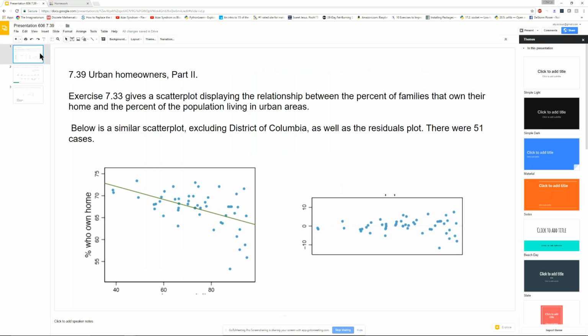7.39 urban homeowners. Exercise 7.33 gives us a scatter plot displaying the relationship between the percent of families that own their home and the percent of the population living in urban areas. Below is a similar scatter plot excluding District of Columbia, as well as the residuals plot. There are 51 cases. You can see every little case right there. And here are both the graphs provided.